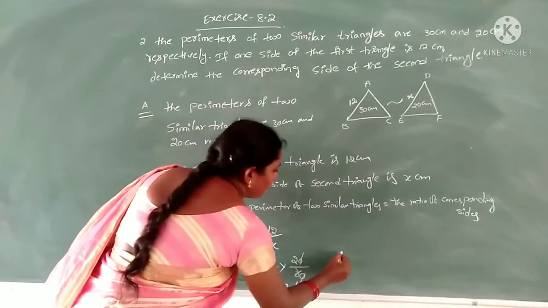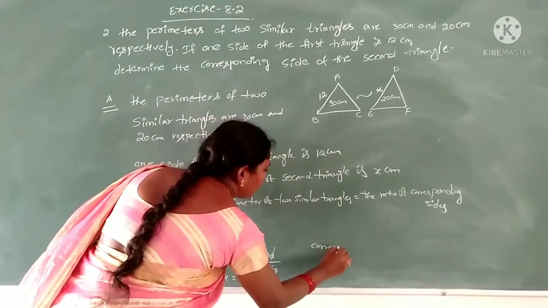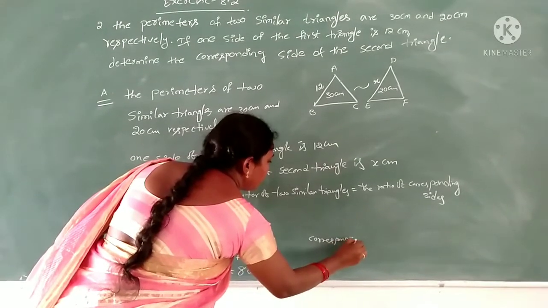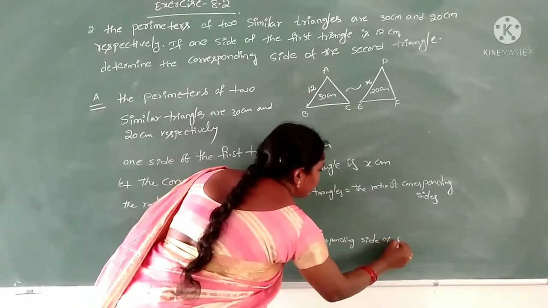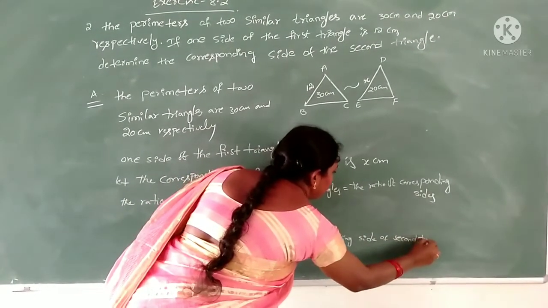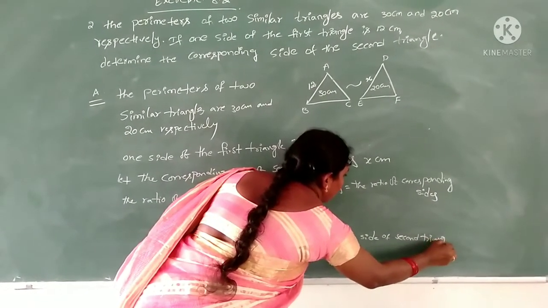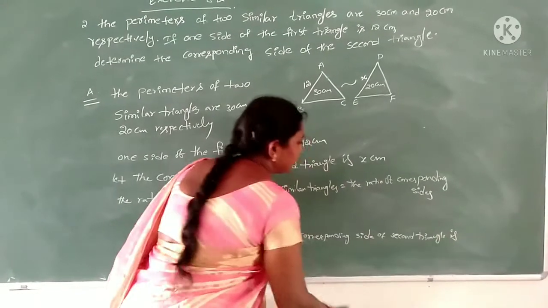So the corresponding side of the second triangle is 8 centimeters.